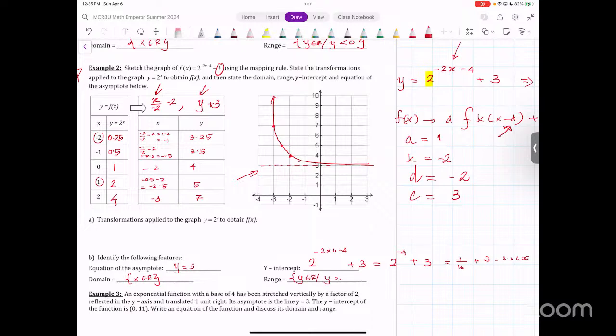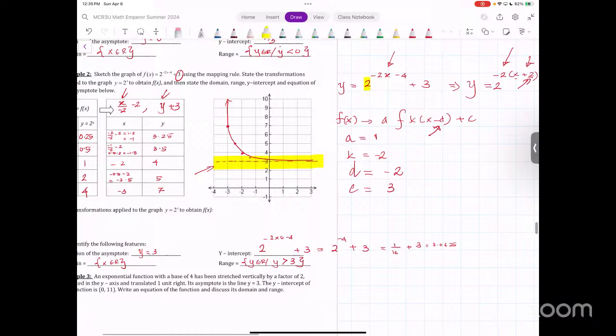The range: y belongs to the reals, y is greater than, not equal to, the asymptote, isn't it? Are you seeing the picture? Your y values are going to be greater than the asymptote. Yes, what's up? Oh, I plug it into the original equation. The original equation given to us is 2 to the power of minus 2x minus 4 plus 3. So I find f at 0, times minus 2 times 0 minus 4 plus 3, isn't it?